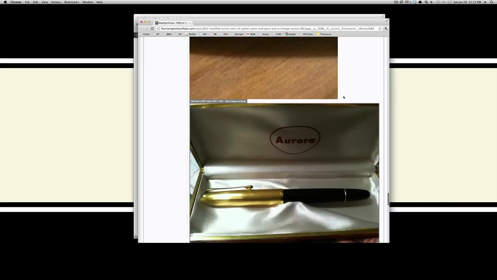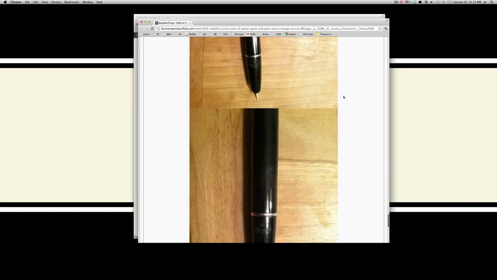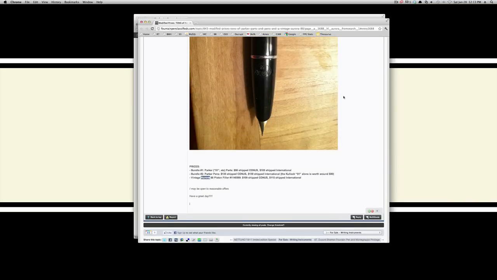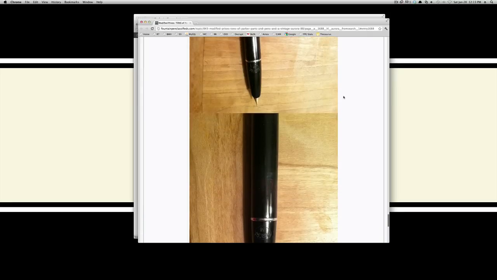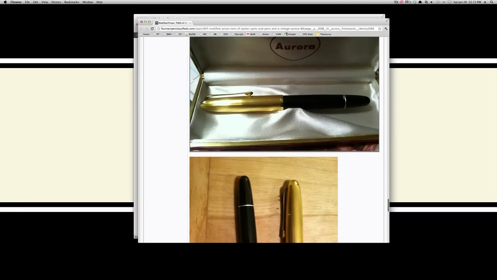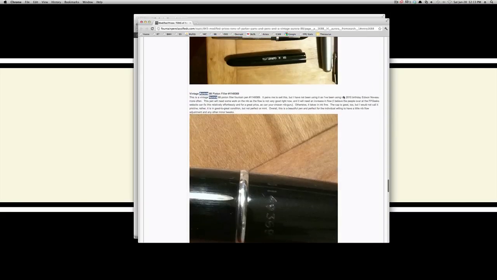I'm not seeing the price. I think if you go down, it's at the end of his... $109 shipped in the continental United States. Somebody needs to buy this today. If it isn't gone by the time this podcast gets aired, one of our listeners will surely... Does it say anything about whether or not it's working? I think it is a working model. Okay, so it's good to great condition, but not perfect or mint.